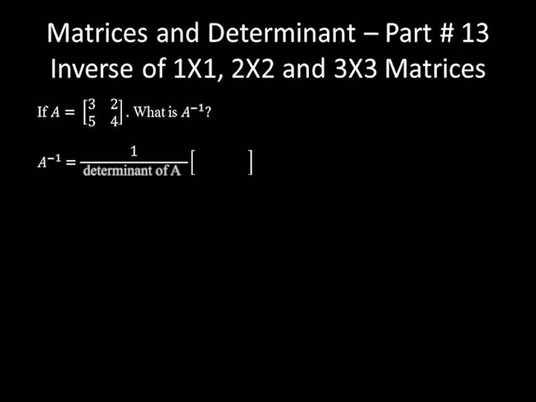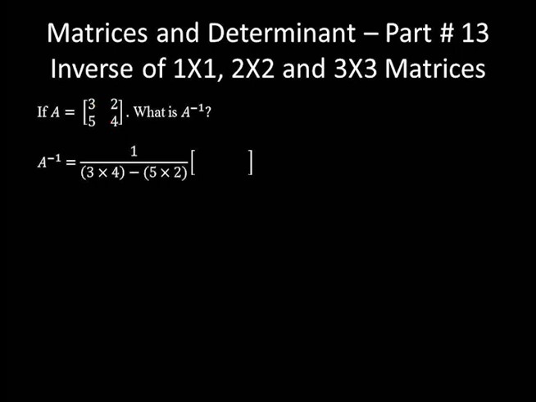First, let's see how to determine the determinant of this matrix. The determinant of a 2 by 2 matrix is simply the difference of the product of the main diagonal elements and the product of the other two elements. That is, the product of the main diagonal elements, 4 times 3, minus the product of the remaining two elements, 5 times 2.